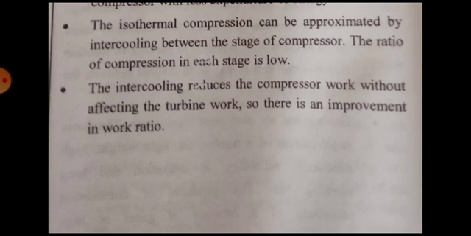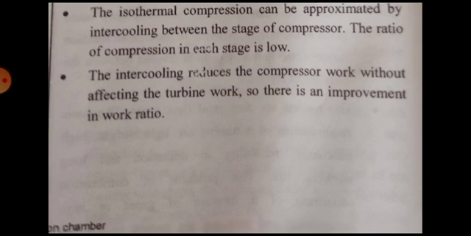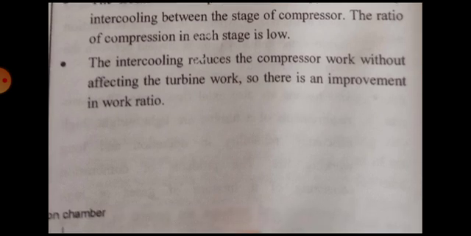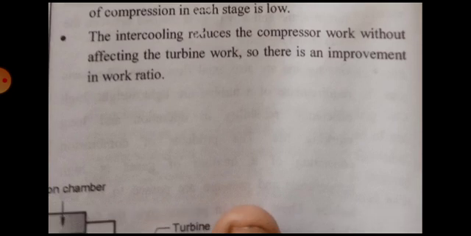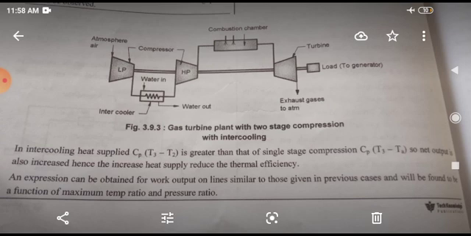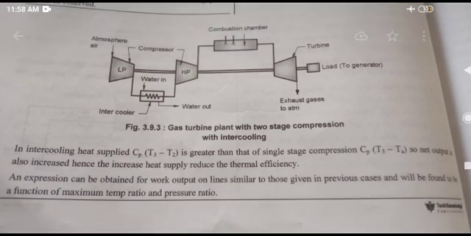The isothermal compression can be approximated by intercooling between the stages of the compressor. The ratio of compression in each stage is low. The intercooling reduces the compression work without affecting the turbine work, so there is improvement in the work ratio and thereby increasing efficiency. Okay, here the intercooling is shown.